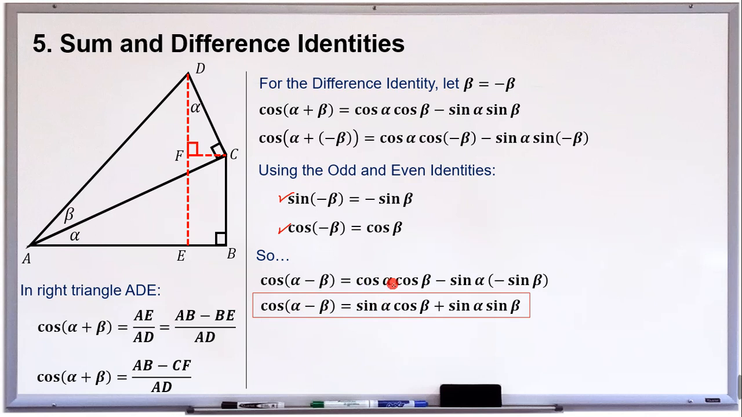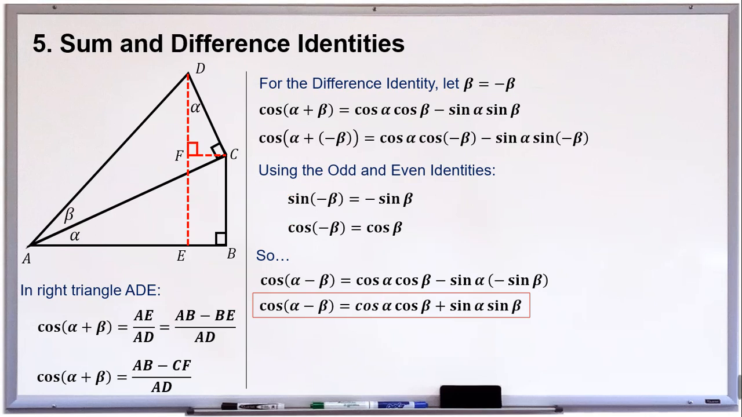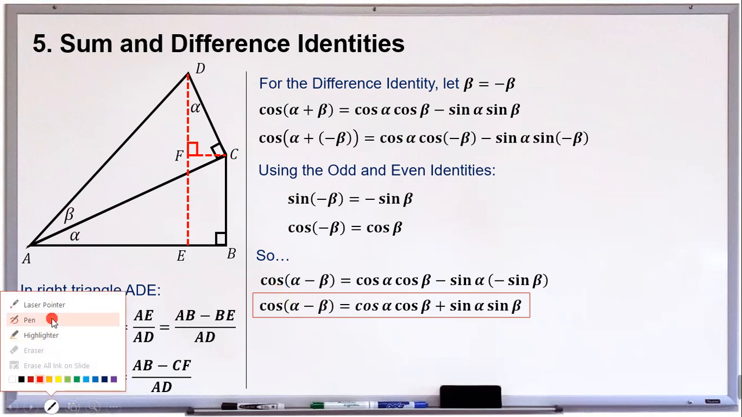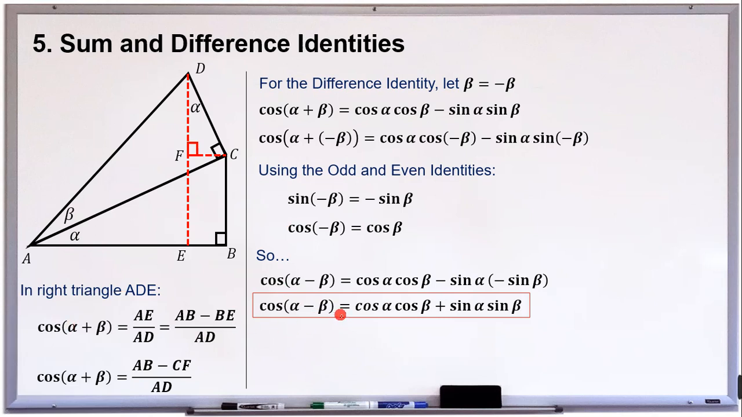that's cosine alpha cosine beta minus sine alpha times negative sine of beta, and the final form should not be equal to this one. Sorry, I'll just edit this. Okay, let's continue. I already edited this part.